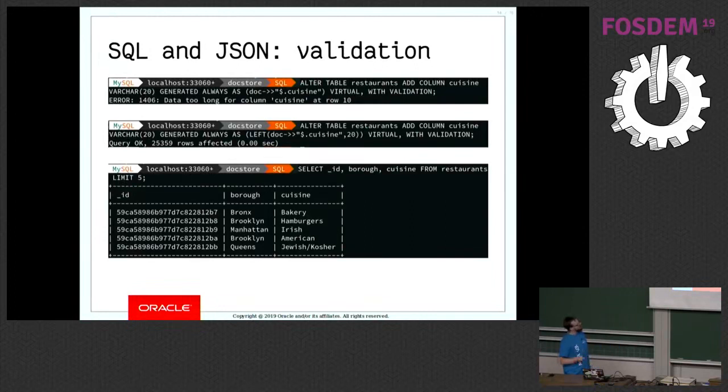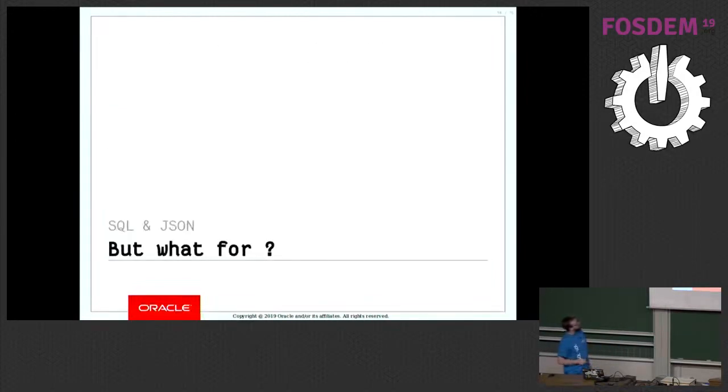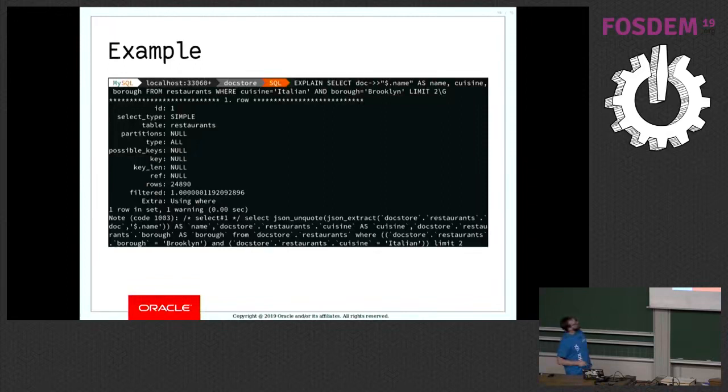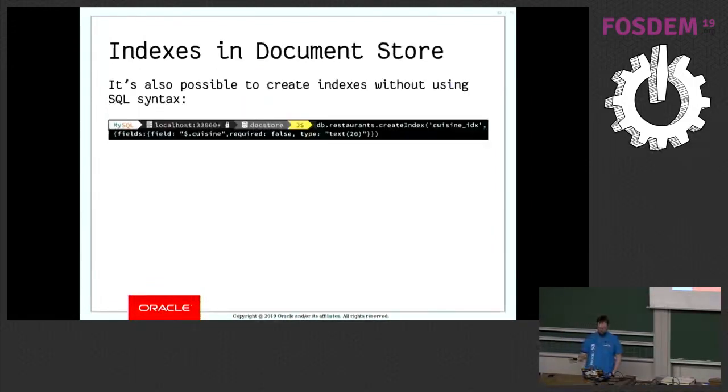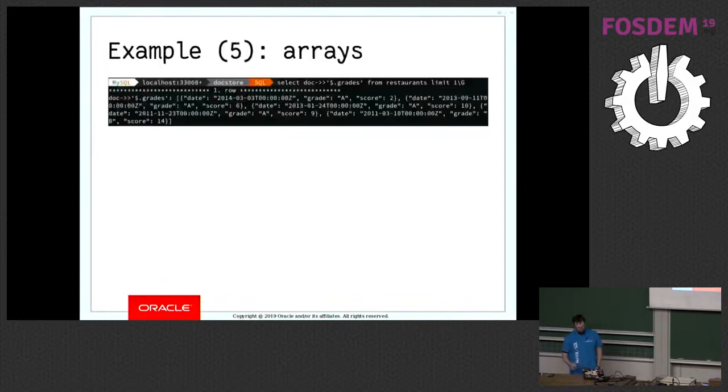But the slides will be available. All these indexes are also there to speed things up. For example, here we do a full scan of the table. When we create some indexes, we do the same queries and we use the index. So it's possible to do it inside of the document store or outside. You can have this index to speed up everything.